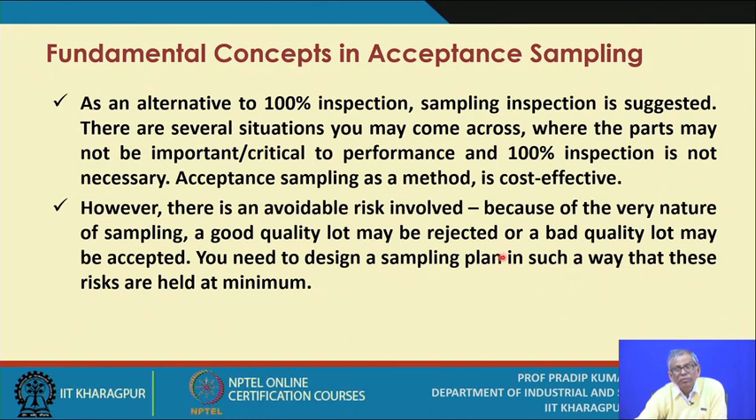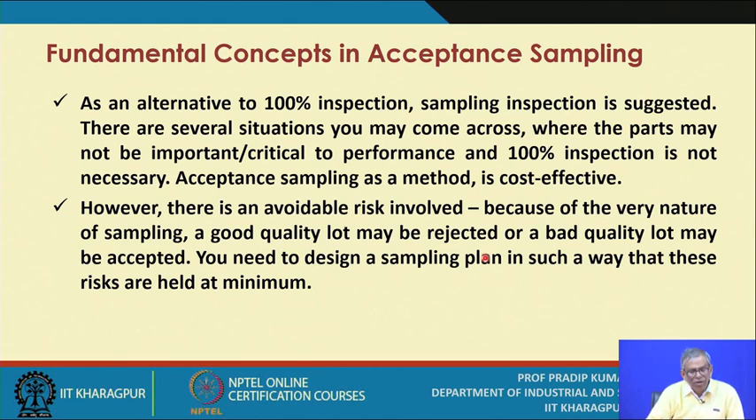Is it okay? It may so happen that even if there are a few non-conforming units in the lot, when you get a sample from this lot, maybe all those non-conforming units you may find in that particular sample. So obviously, you may consider the sample quality to be extremely bad, and that's why you may reject the entire lot. So what you are doing is rejecting a good quality lot.